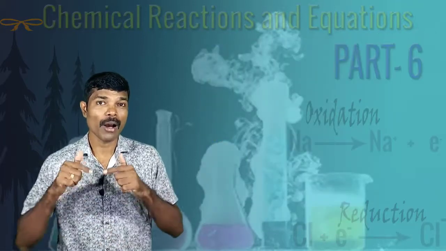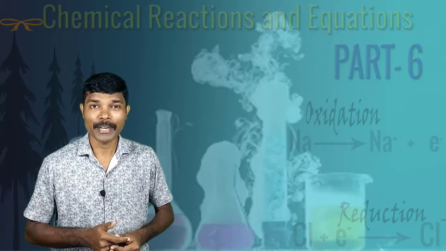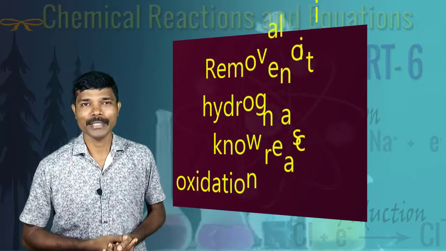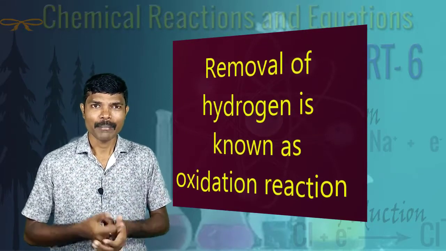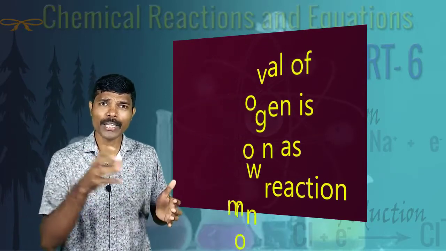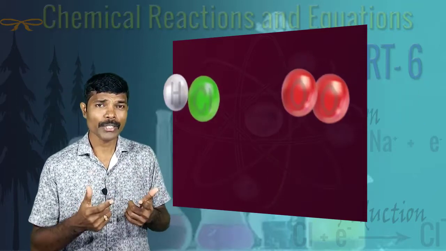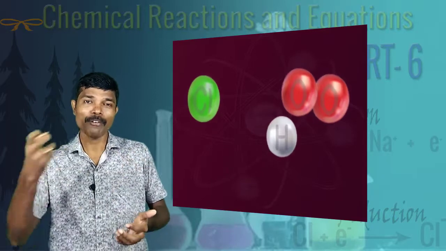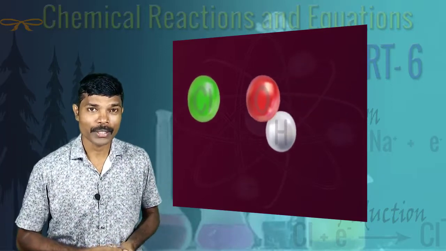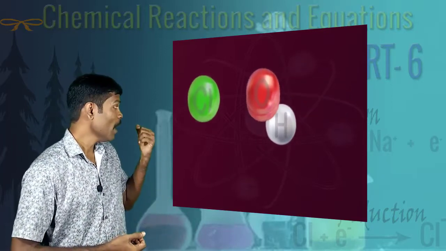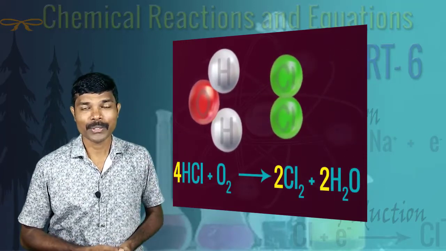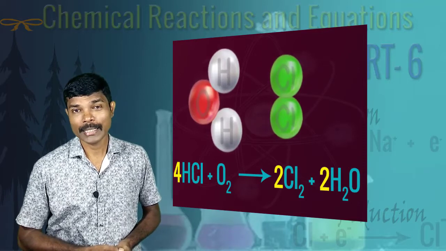Now we will see how oxidation reaction can be defined in terms of hydrogen. Here removal of hydrogen is known as oxidation reaction. But in the earlier case we have seen that addition of oxygen is known as oxidation. When we talk in terms of hydrogen, then removal of hydrogen is known as oxidation. Look at the example here. Hydrochloric acid reacts with oxygen. On the other side you see water and chlorine gas is evolved.